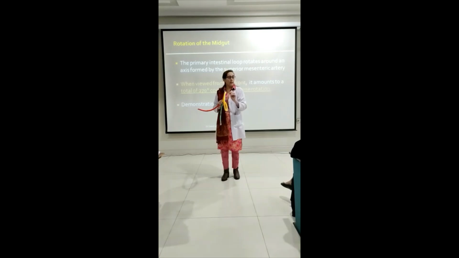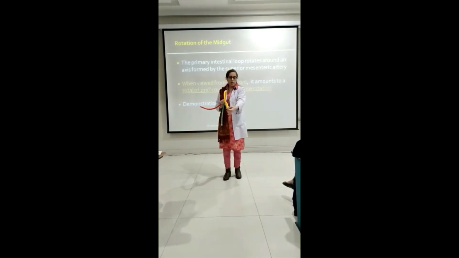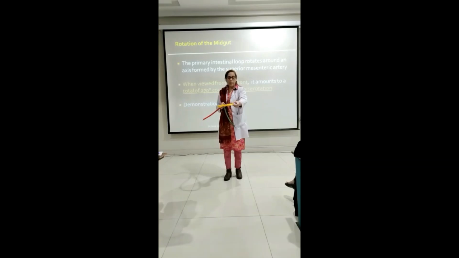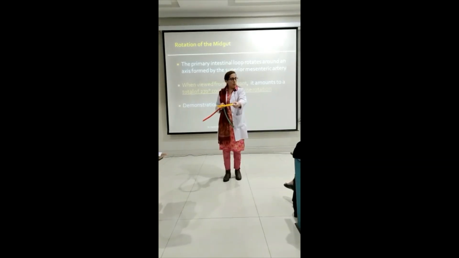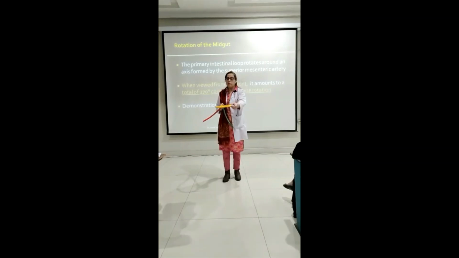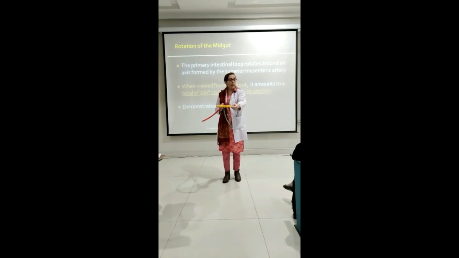अब वो जो initial 90 degrees rotation है, I'm going to perform that rotation. इस rotation की वजह से the position will be like this. You understand? तो जो cranial limb है, वो अब कहाँ आ गई है? To my right side. And the caudal limb is now to the left side because of this initial 90 degrees rotation, right?